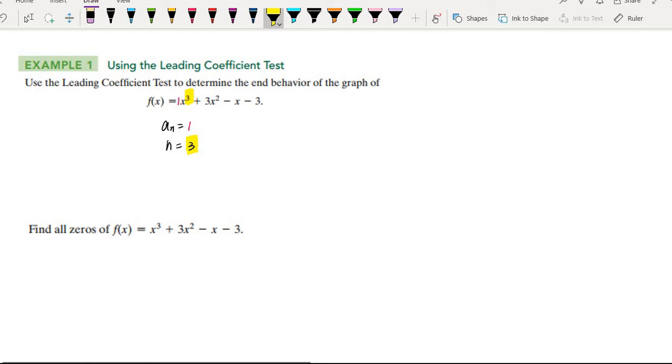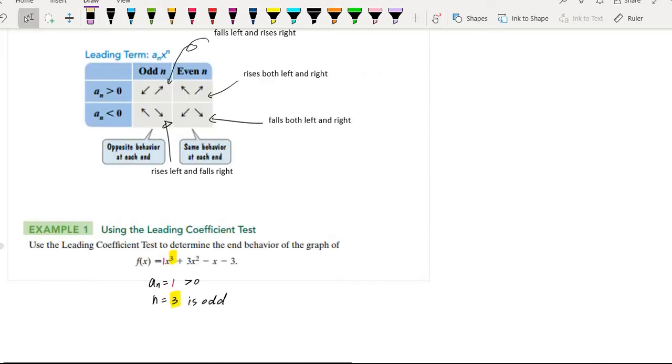A sub n equal to 1 means it's greater than 0. N equal to 3 means n is odd. So now we're going to look at this table. How can we match this? If you look right here, a sub n is greater than 0, so we have to look at the first row.